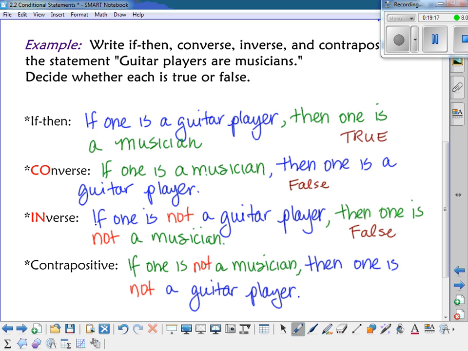And then finally, if one is not a musician, then one is not a guitar player. That would be true. Because, as we said, if you play guitar, then you are a musician. So if you're not a musician, that means you can't possibly play guitar. If you're not a musician, you don't play any instrument or sing or do anything musical. So that one is true.